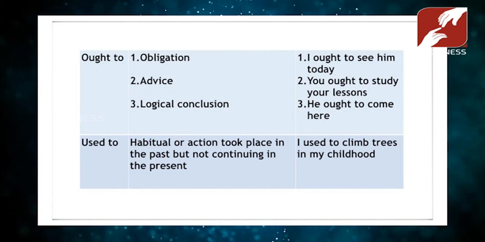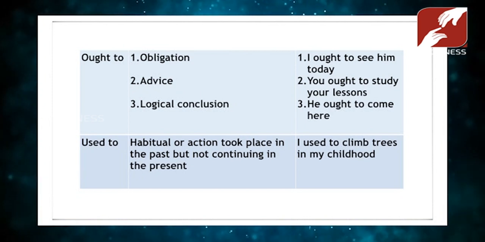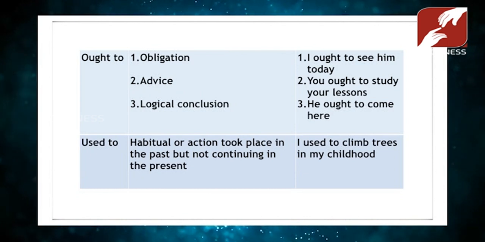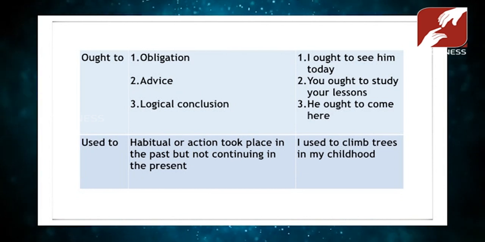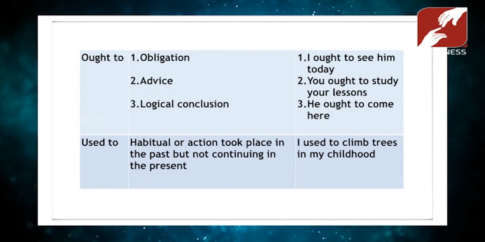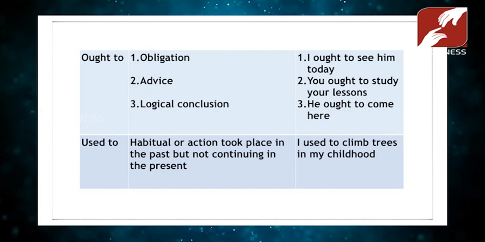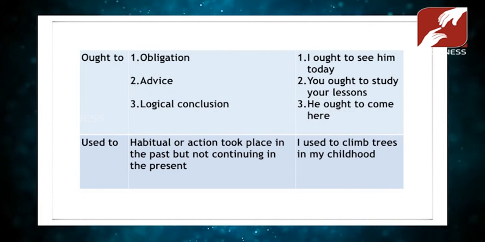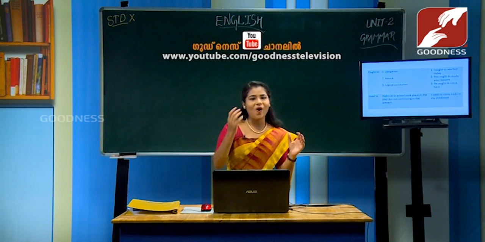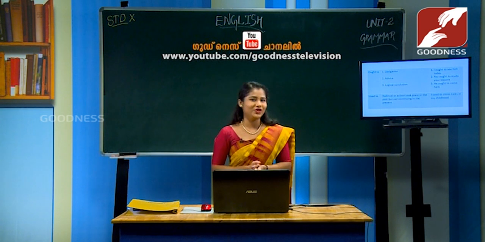And the very last modal auxiliary is used to. It is used for a habitual action taking place in the past but not continuing in the present. Something happened in the past but not continuing right now. For example, I used to climb trees in my childhood. So, this is all about modal auxiliaries. Hope it's clear for you.